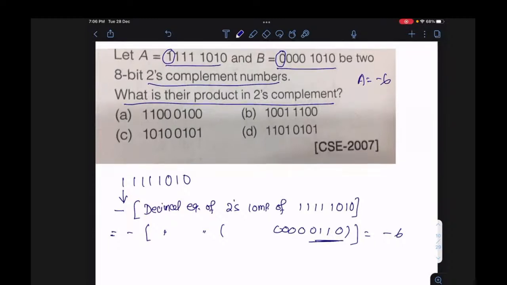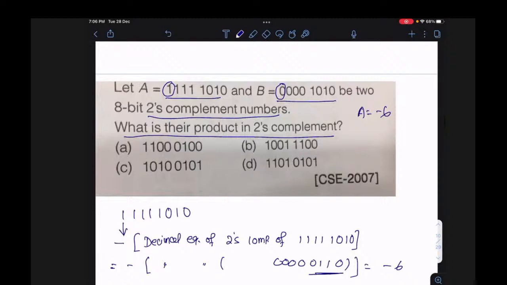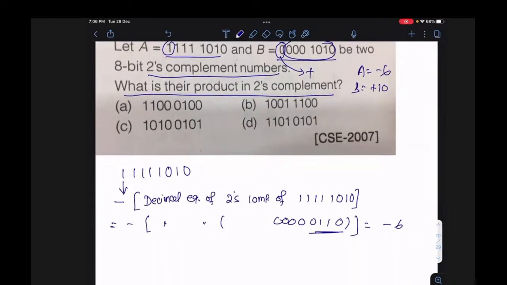Similarly, what is B? B is a positive number. For this 0, I have plus, and then you have to find the decimal equivalent of the rest of the number. So this is 10. So B is plus 10. A is minus 6 and B is plus 10. So what is their product? A into B is minus 6 multiplied by plus 10. So we know the answer is minus 60. So what is minus 60 in 2's complement form?